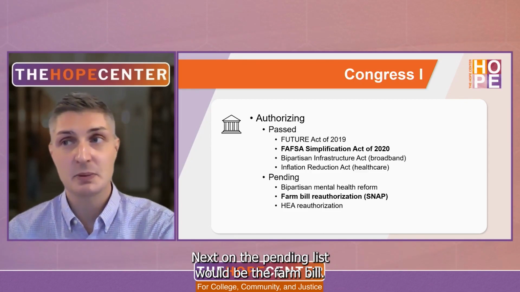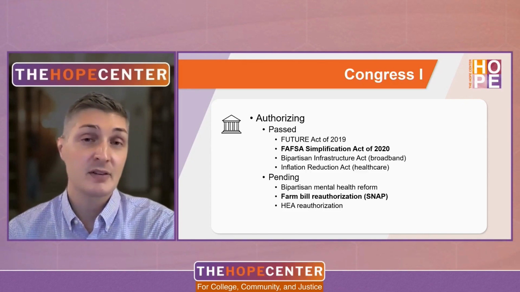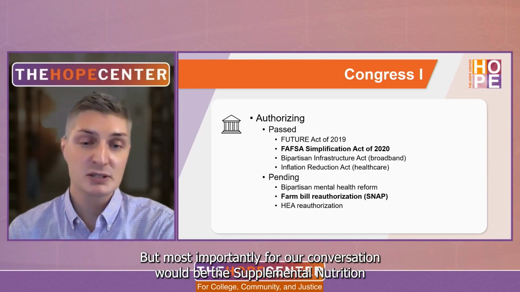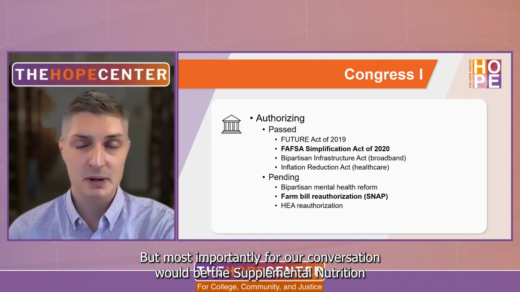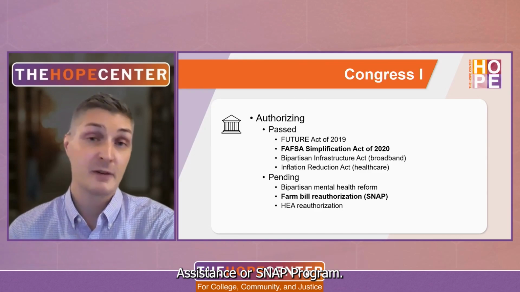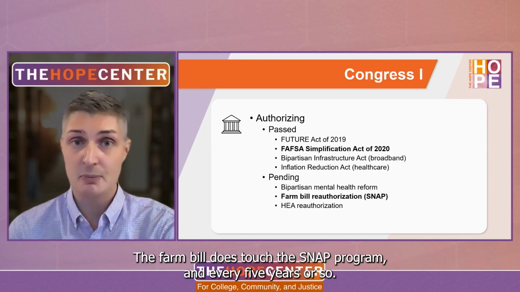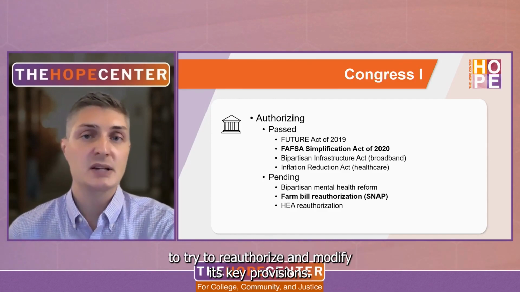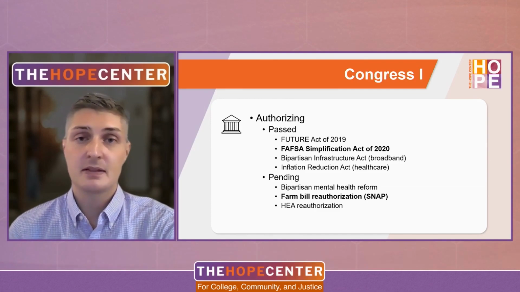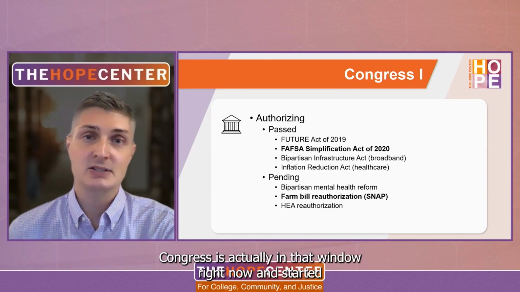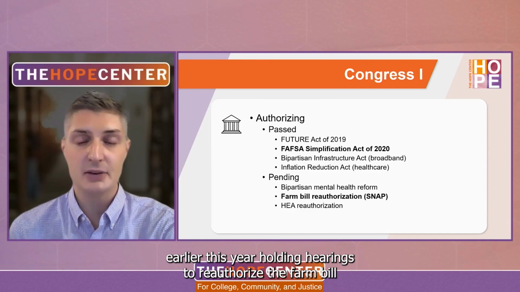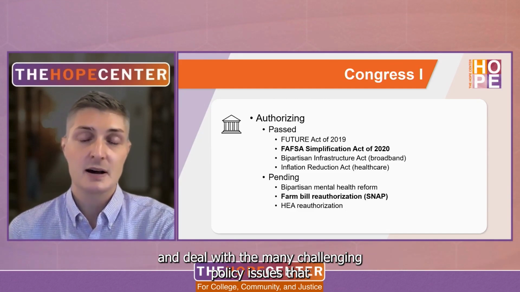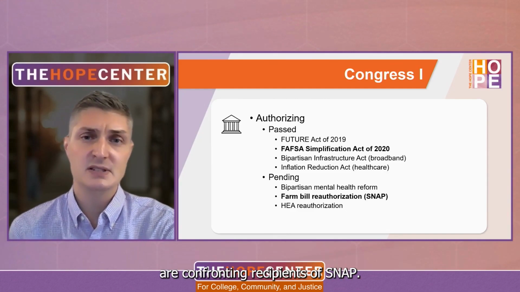Next on the pending list would be the Farm Bill. The Farm Bill handles all nutrition programs that Congress funds and authorizes. But most importantly for our conversation would be the Supplemental Nutrition Assistance, or SNAP, program. The Farm Bill does touch the SNAP program, and every 5 years or so, Congress takes up the Farm Bill to try to reauthorize and modify its key provisions. The Congress is actually in that window right now and started earlier this year holding hearings to reauthorize the Farm Bill and deal with the many challenging policy issues that are confronting recipients of SNAP.